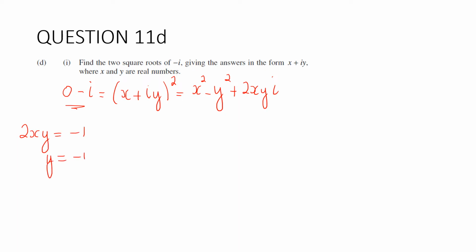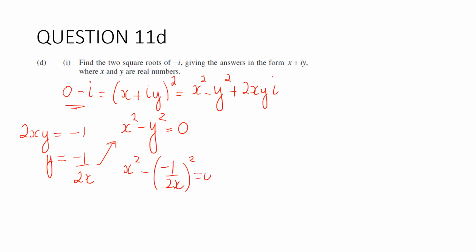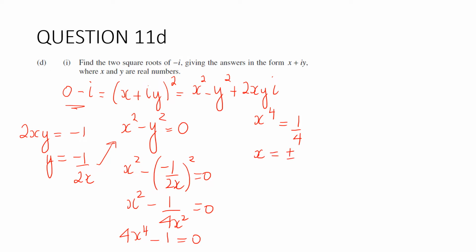y is equal to negative 1 on 2x. And the real part, x squared minus y squared is equal to 0. Substitute this in. x squared take away (negative 1 on 2x) all squared is equal to 0. x squared take away 1 on 4x squared is equal to 0. Multiply everything by 4x squared. 4x to the power of 4, take away 1 is equal to 0. And so x to the power of 4 is going to be equal to a quarter. So x will equal plus or minus the fourth root of a quarter, which is 1 on root 2.